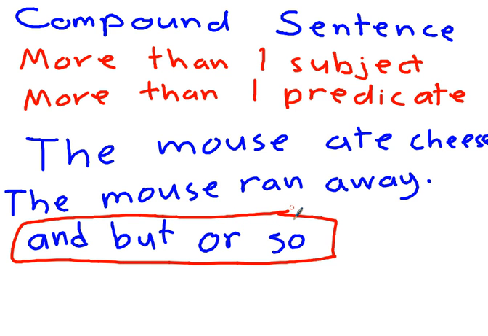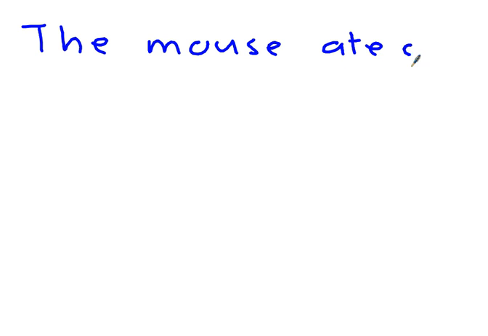So look, I'm going to flip the page. I'm going to write a new one using one of those. I'm going to say, the mouse ate cheese. Now, before I put my conjunction, I have to put a comma. Compound sentences have to have commas in them. Then I'm going to put my conjunction. Am I going to use and, but, so, or? The next sentence is going to say the mouse ran home.